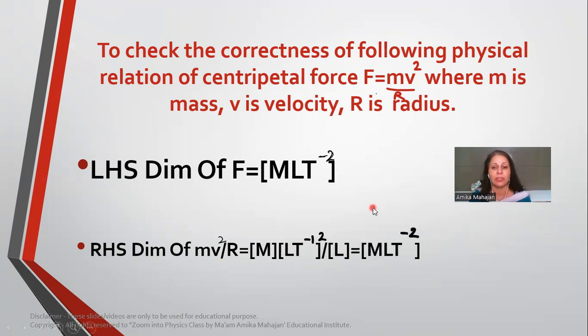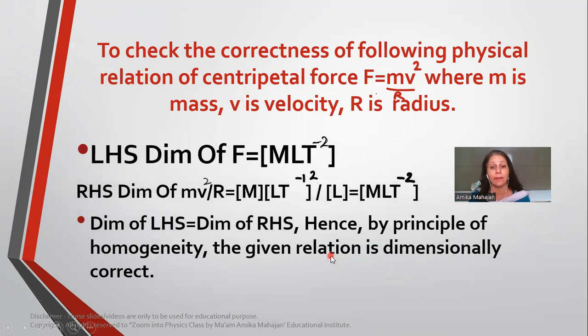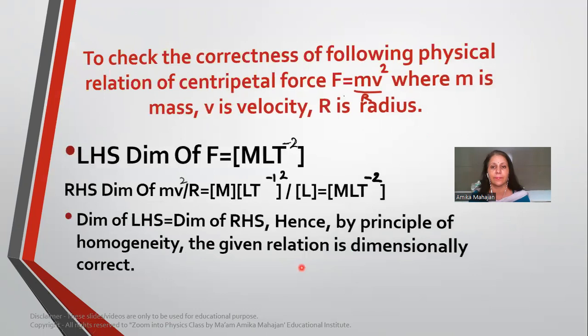When we check the dimensions, what we find? These are same. So dimension of left hand side is equal to dimension of right hand side, and by homogeneity principle, if each term has the same dimension, then that relation is dimensionally correct. So this principle says that this relation is correct.